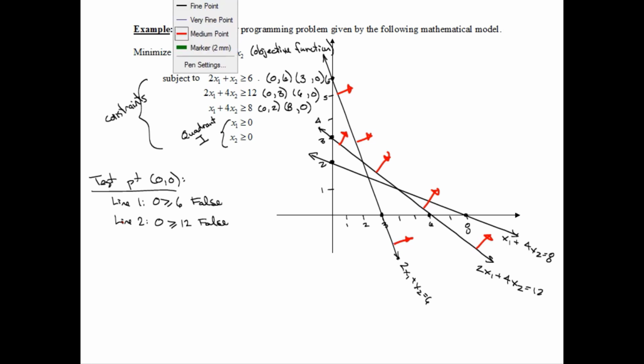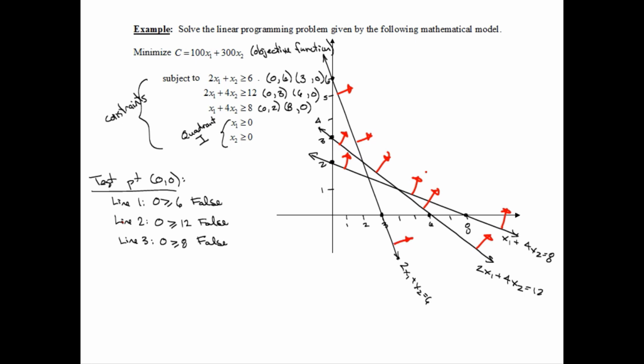And now we look at the third one. We put in 0, 0, I get 0 greater than or equal to 8, which is also false. So once again, we shade away from the origin. So all of these are getting shaded away from the origin. So what area fits all of them? Don't forget your non-negative constraints, which are placing us into quadrant 1.